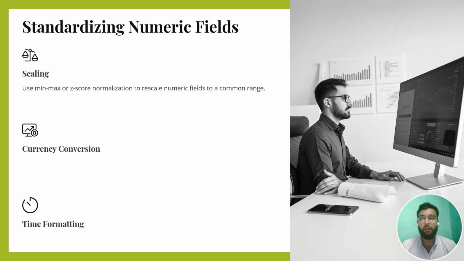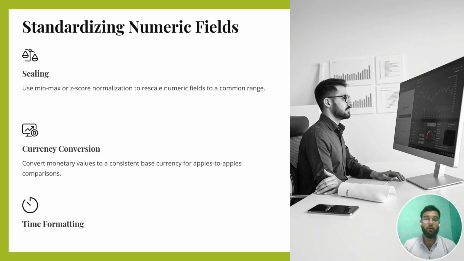Now we'll see standardizing numerical fields. We have scaling. In scaling, we can use min-max or z-score normalization to rescale numeric fields to a common range. Now, second, we can have currency conversion, like converting monetary values to a consistent base currency for apples-to-apples comparison. Means we can compare the values by using it.